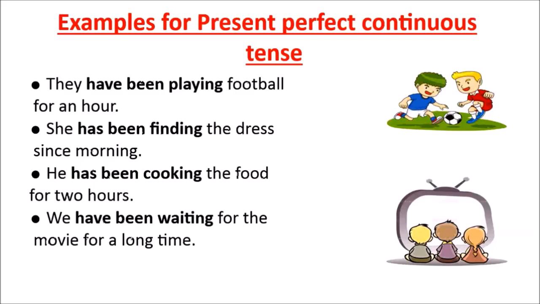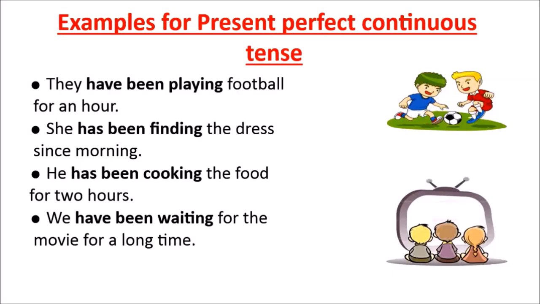Moving on to the examples for present perfect continuous tense. I have given some lists of examples. Look at the first point. They have been playing football for an hour. So, have been playing here refers to some point of time in the past. They started playing at some point of time in the past, and till present the action has continued. Until now they are playing. So, for an hour they are playing from past till now.